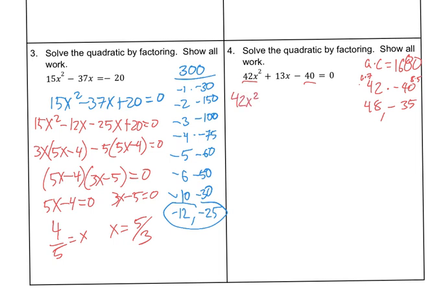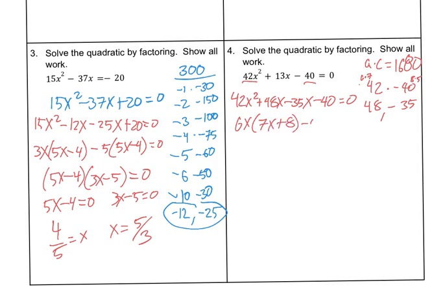So 42x squared plus 48x minus 35x minus 40 is equal to 0. For the first two, I can take a 6x out, and when I do that, we're left with 7x plus 8.